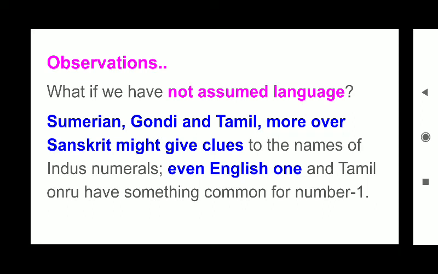What if we have not assumed the language? Then Sumerian, Gondi, Tamil, moreover Sanskrit might give clues to the names of Indus numbers. Even English one is very similar to Tamil Ondru. So they all have something common, etymological roots.